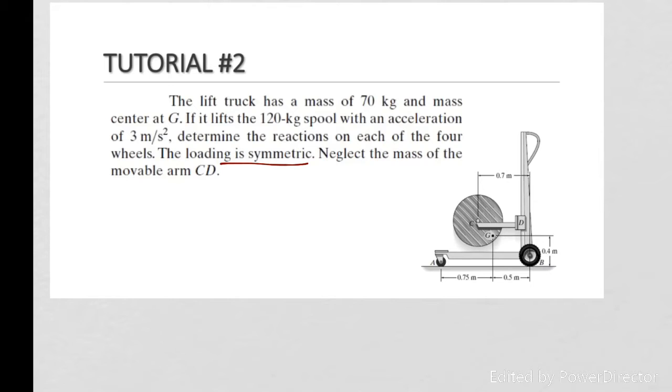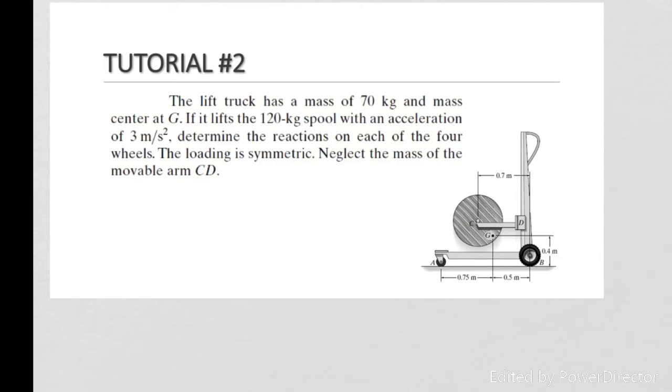Okay, so neglect the mass of the movable arm CD. The arm they are talking about, CD, is this arm, because we know that this is C and that will be D. Look carefully at the diagram. Okay, so that is how we can digest our question.